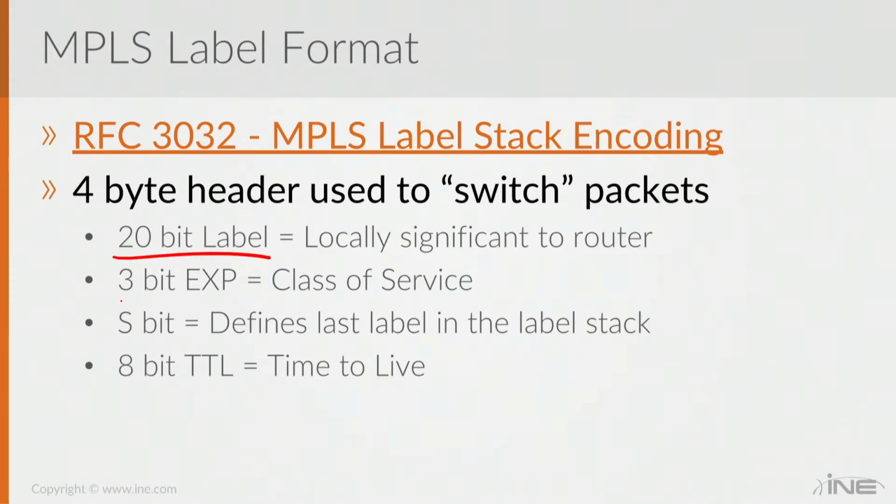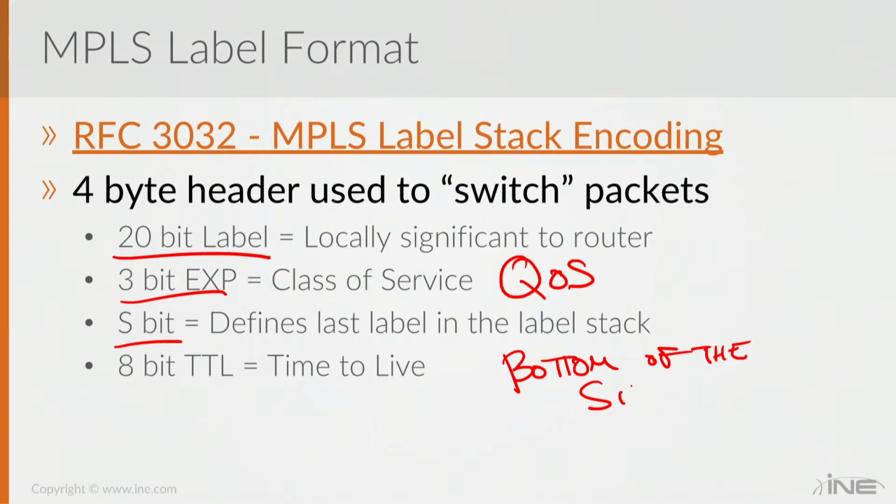Now, beyond this, we have the experimental bits, which is going to be the class of service or the quality of service that we define. We have the S bit, which is going to define which is the last label in the stack, or what's sometimes referred to as the bottom of the stack. And we'll talk about it in more detail today. Why is that significant? Why does the device need to know that this is the last label?